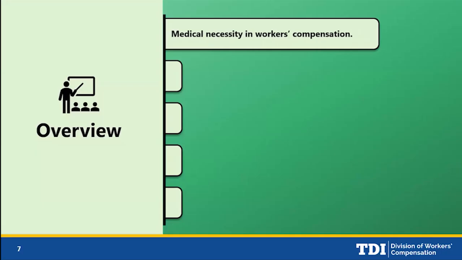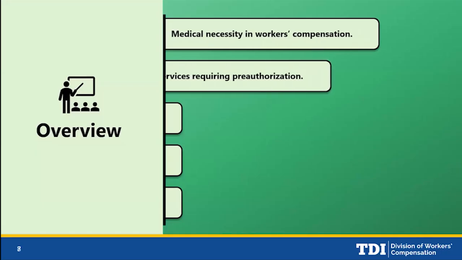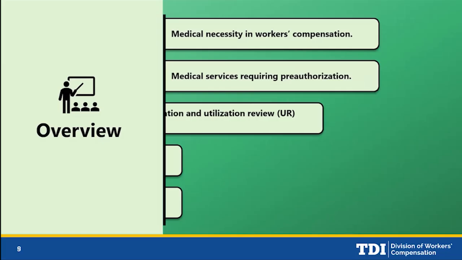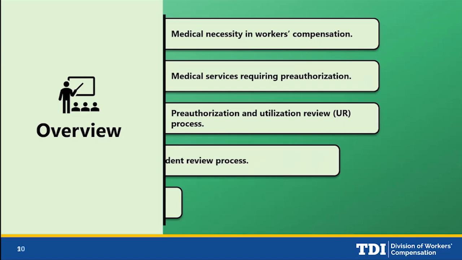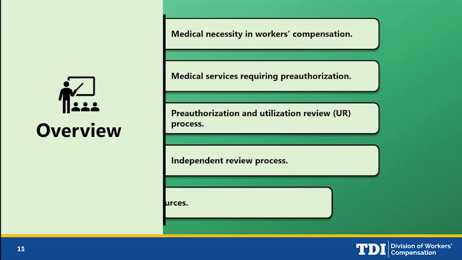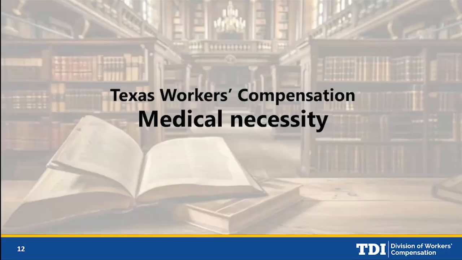So today we're going to be covering medical necessity and workers' compensation, and medical services that require pre-authorization. We'll cover the pre-authorization and utilization review process, along with the independent review process, or you might hear that term IRO. And also, we're going to be pointing you to some resources that we have at the division that are going to help move you forward.